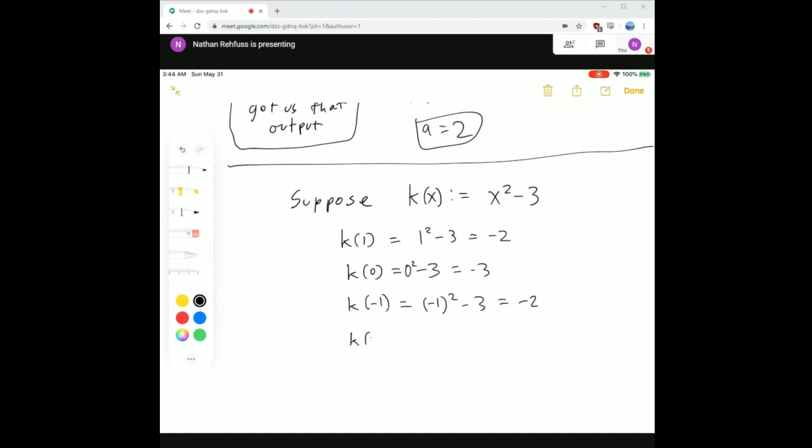You see why k of negative 1 is the same as k of 1, right? When I square it, I lose the sign. So k of 2 is 4 minus 3, and that's 1. K of 3 equals 3 squared minus 3, and that's 6.